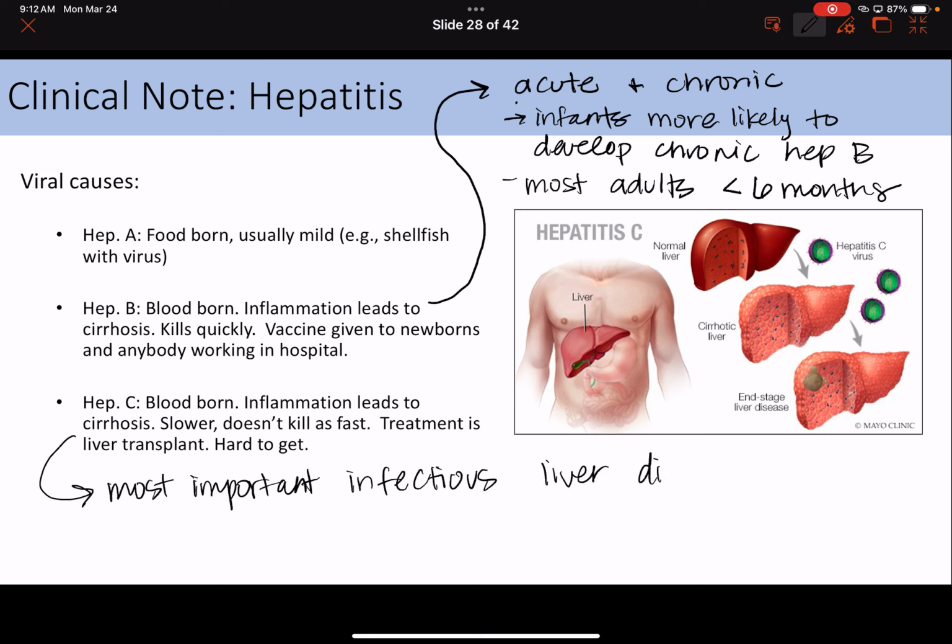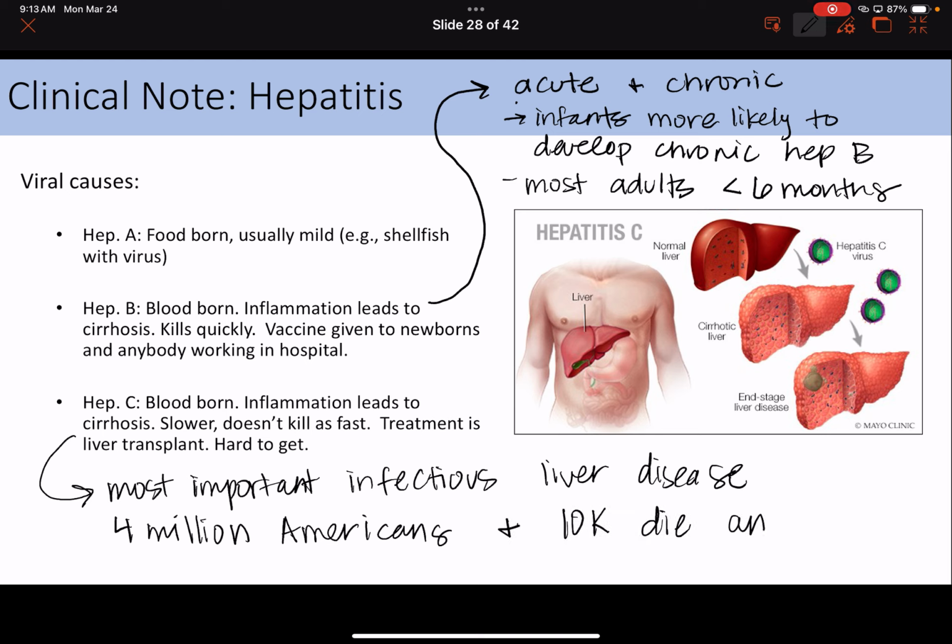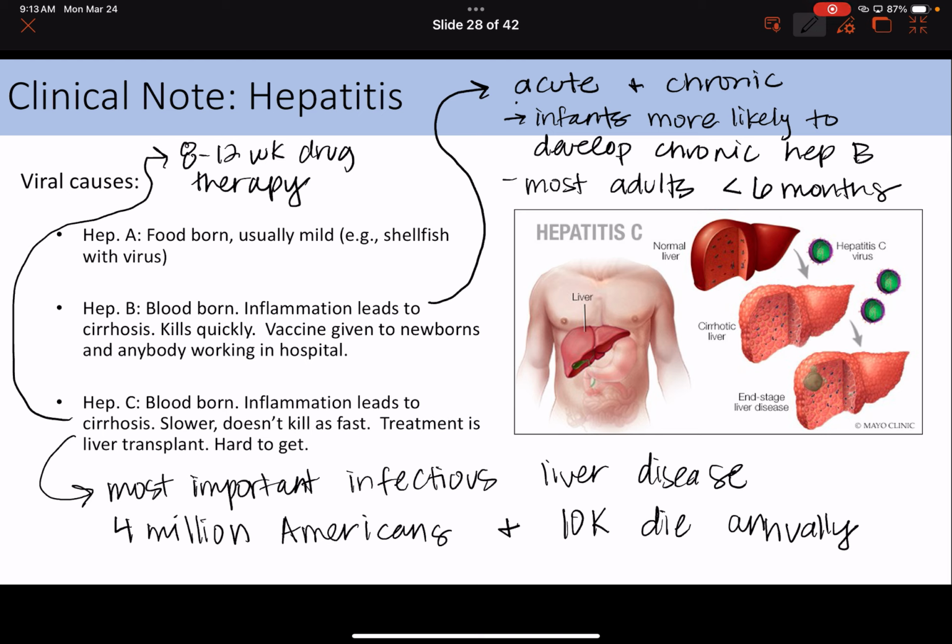Now, there is an antiviral treatment that's available for this. Before I get there, you should know that 4 million Americans suffer from hepatitis C, and about 10,000 die annually from it. There is a really effective antiviral treatment. There's an 8 to 12 week drug therapy that can be very effective, but it's very expensive.